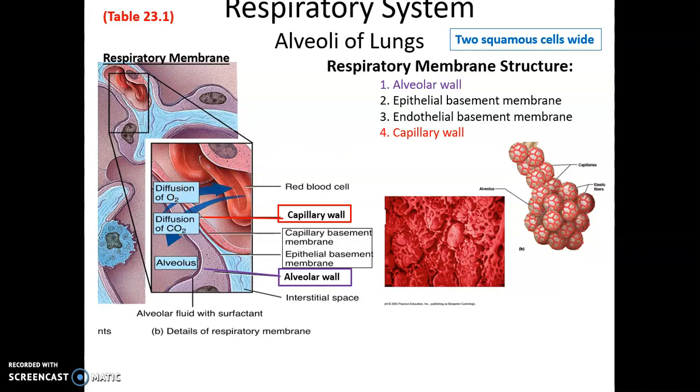And that is it for this part of Chapter 23.